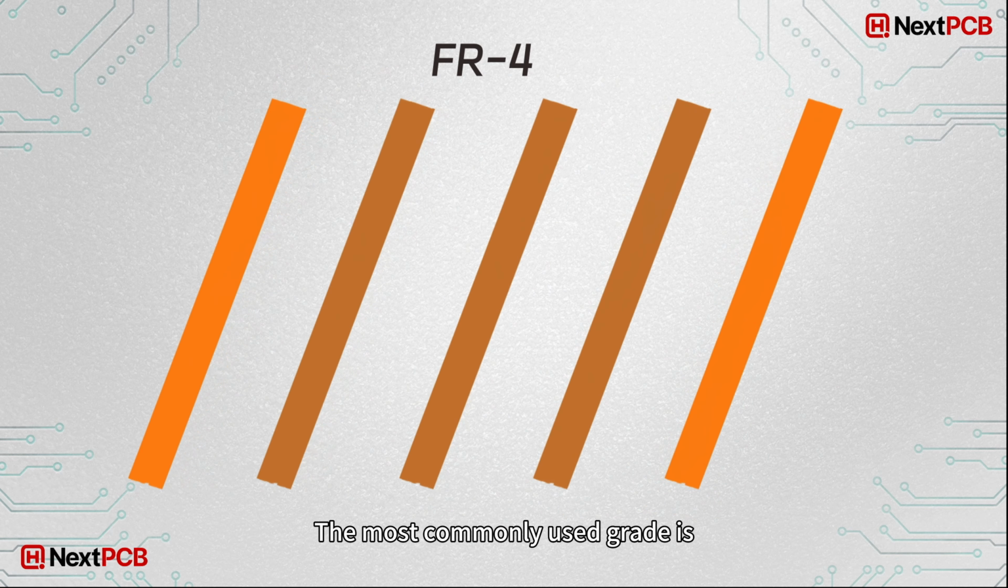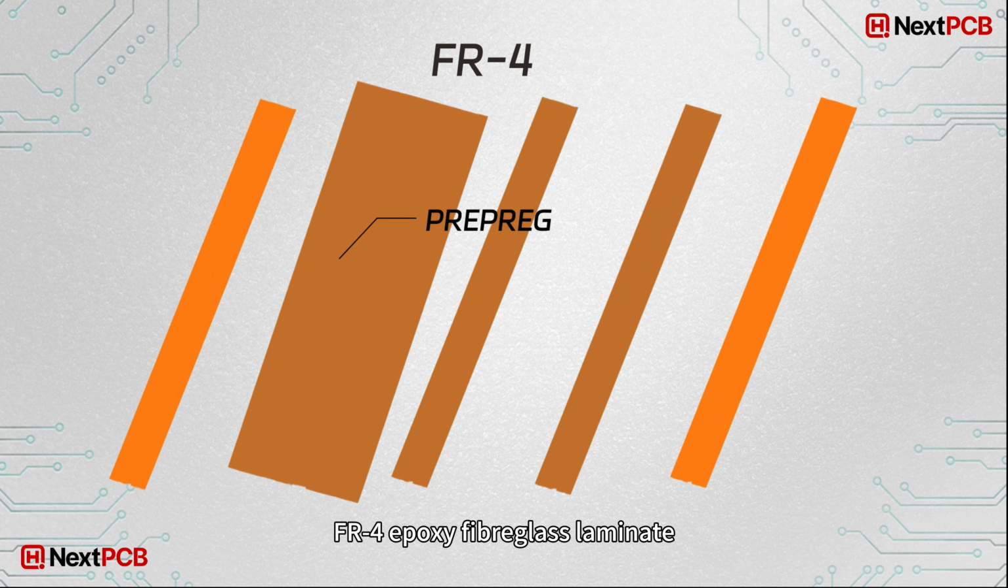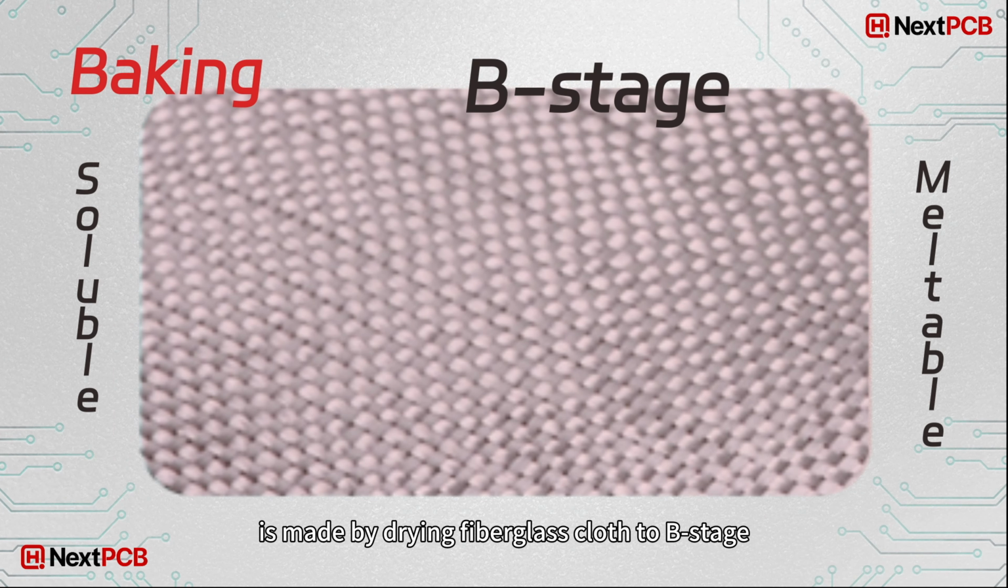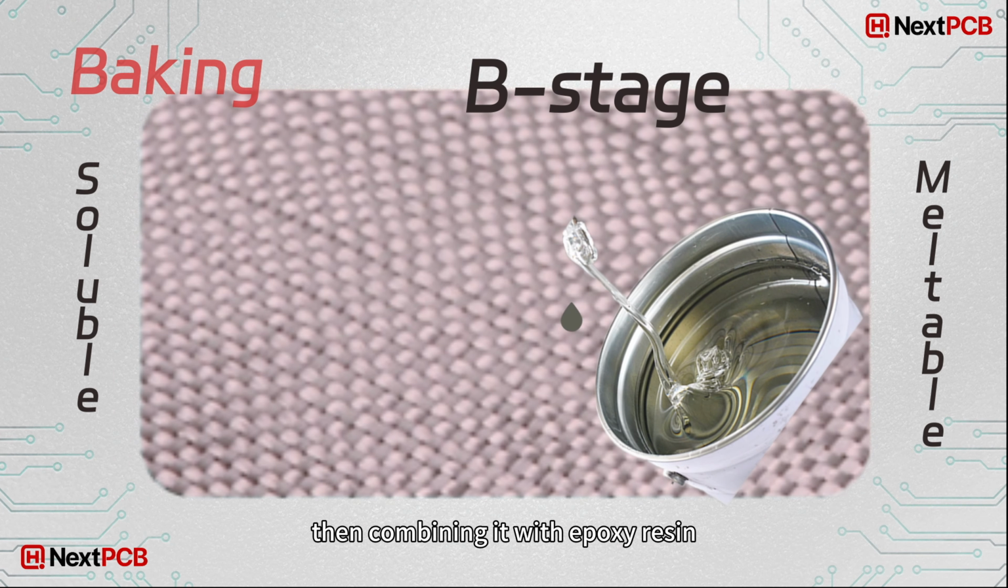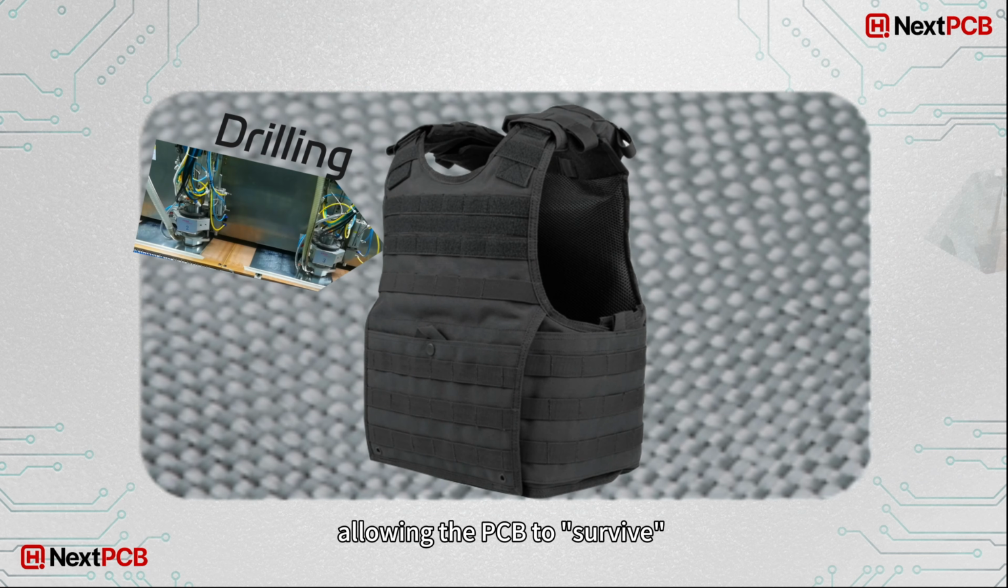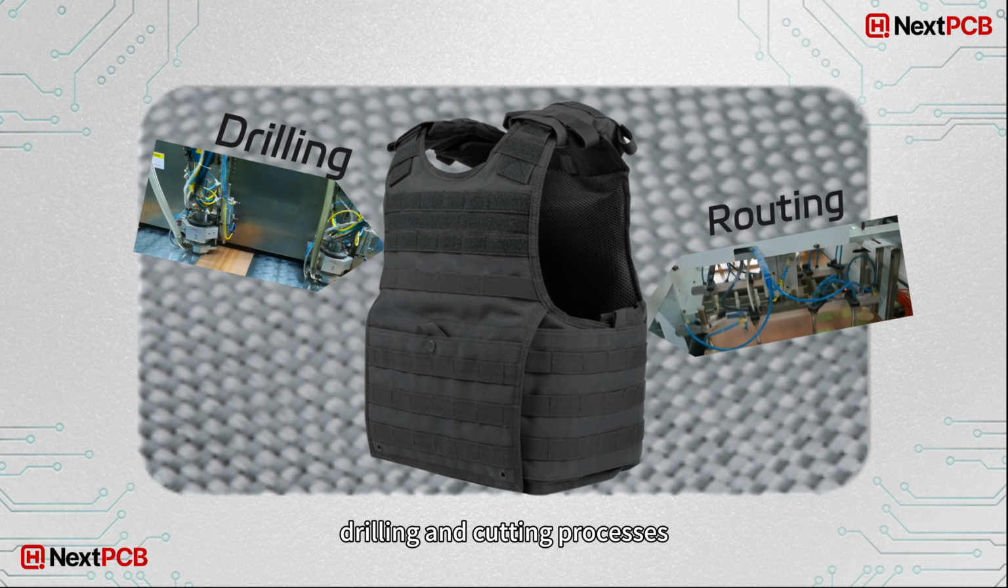The most commonly used grade is FR4 epoxy fiberglass laminate. The middle semi-cured sheet is made by drying fiberglass cloth to B-stage, then combining it with epoxy resin, like putting a bulletproof vest on the board, allowing the PCB to survive drilling and cutting processes.